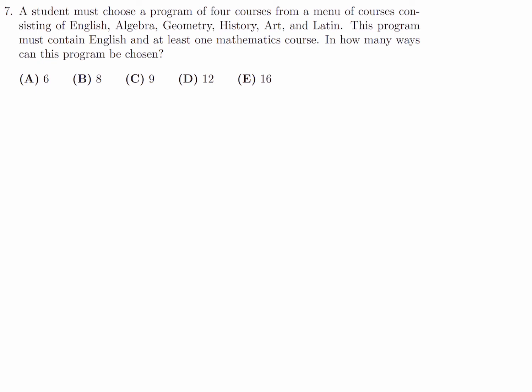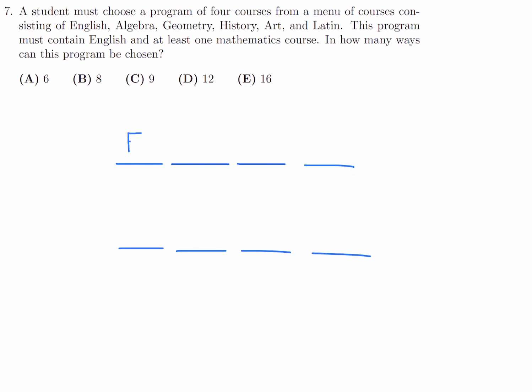A student must choose a program for 4 courses from a menu of courses consisting of English, algebra, geometry, history, art, and Latin. This program must contain English and at least 1 mathematics course. In how many ways can this program be chosen? I have 2 possible scenarios. I can choose basically 1 math course or 2 math courses.